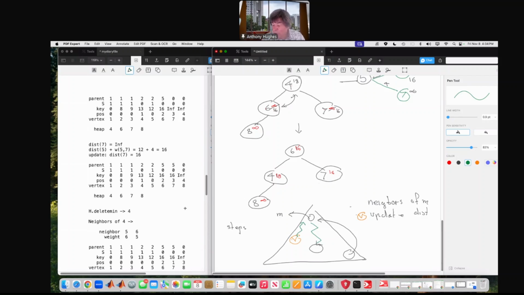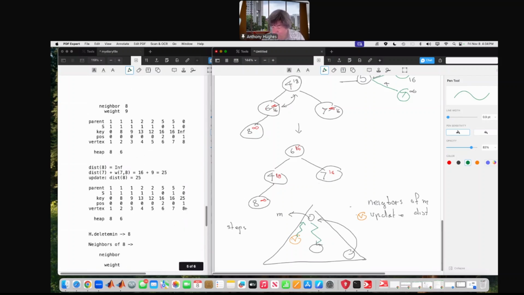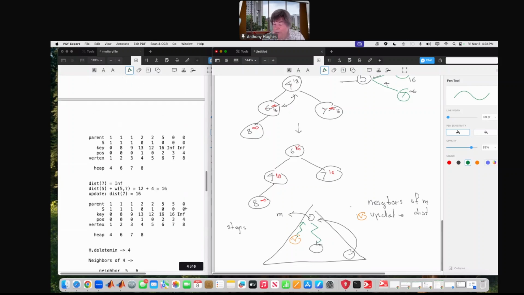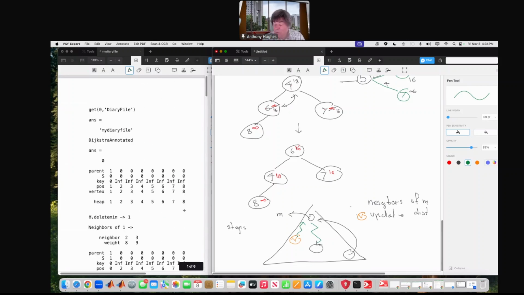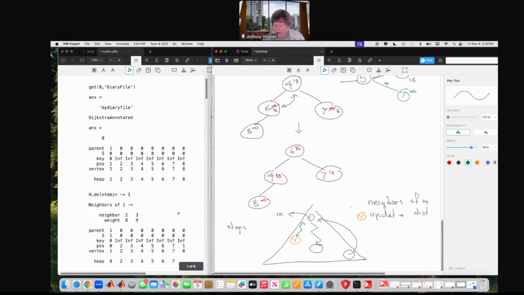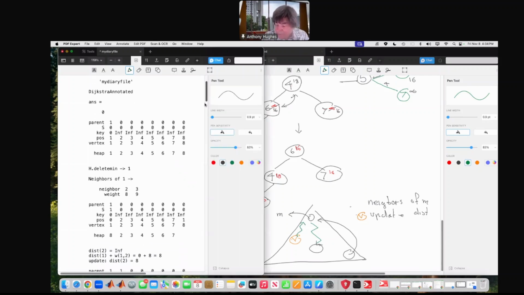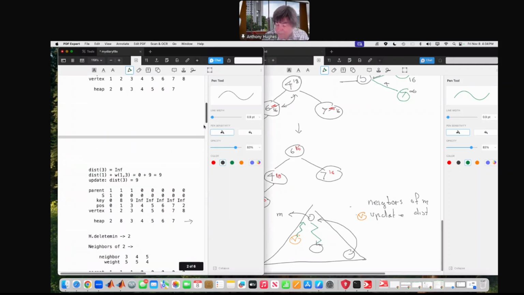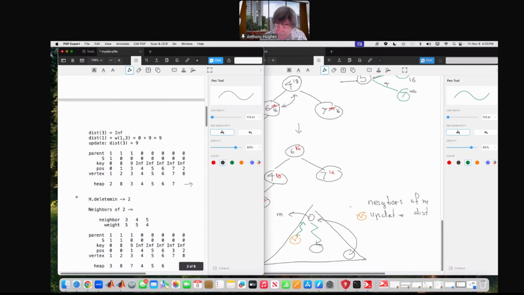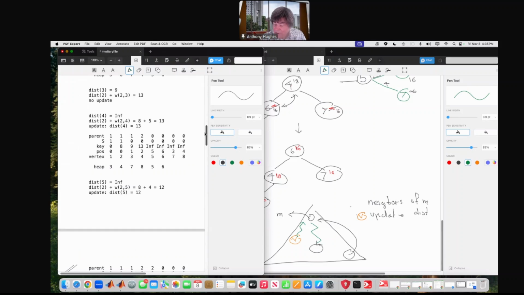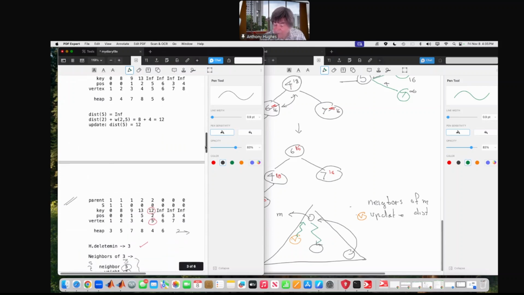I will leave one of these on. I'll put one up here, one of these annotated that you can go through, and you can check as I did here. If you take one of these boxes where you've done a delete min, you run it all the way through until you've updated the distances to the next delete min.